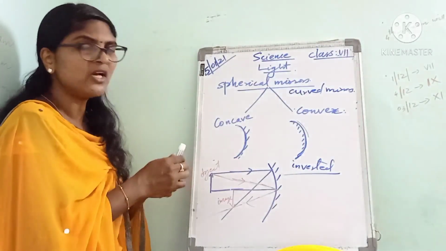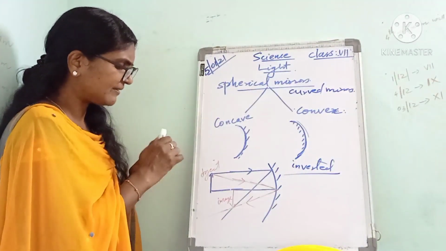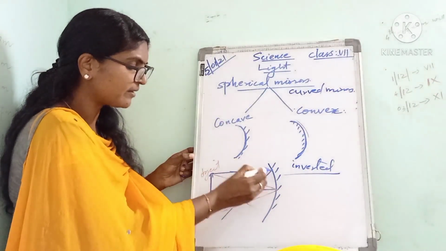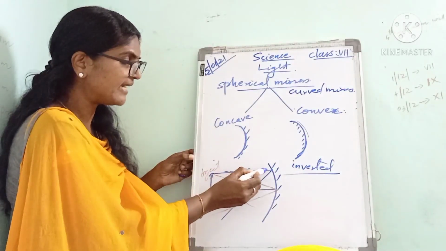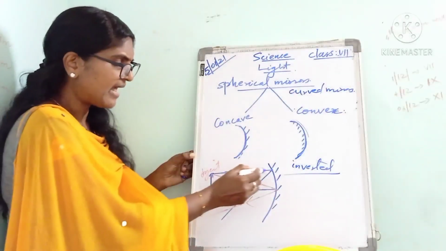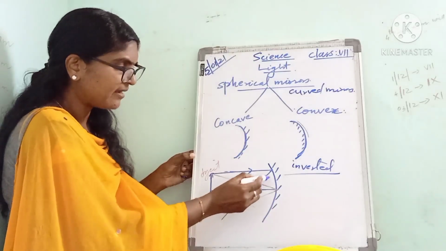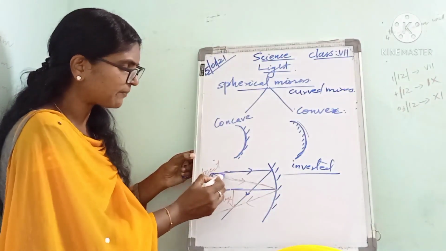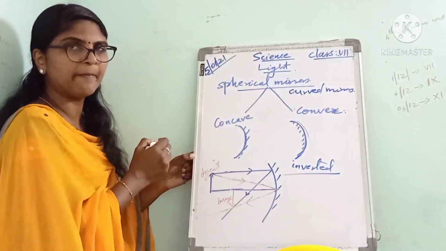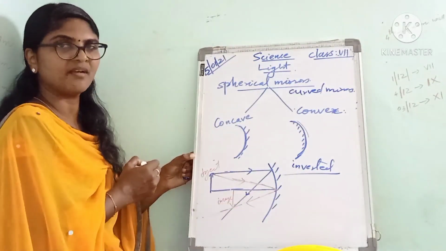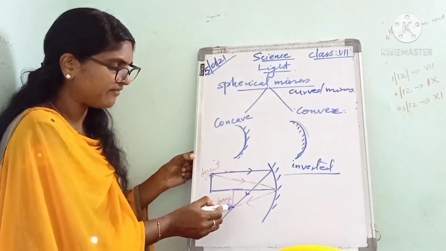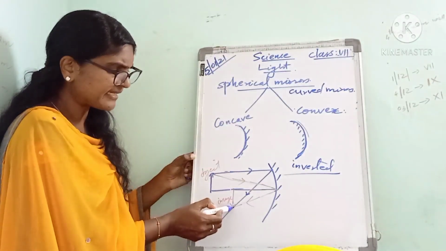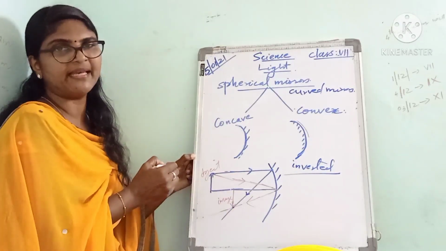Image formation by a concave mirror. Okay, so we have an object here. The light from the object falls on this concave mirror and gets reflected like this. Actually, it is the reflected ray. Then we can consider another light from the object that falls on this concave mirror and reflects like this. And these two reflected rays meet at a point where we get the image.